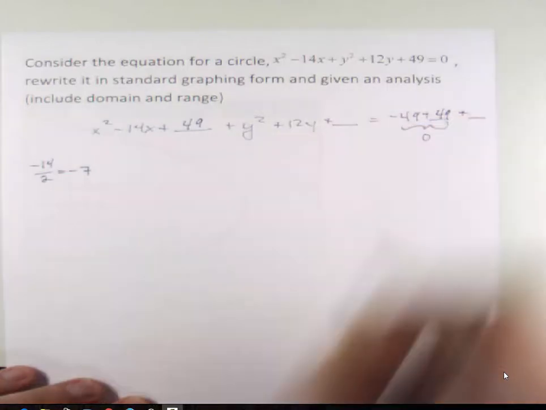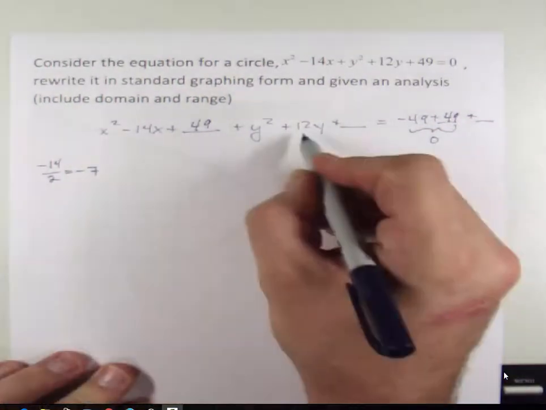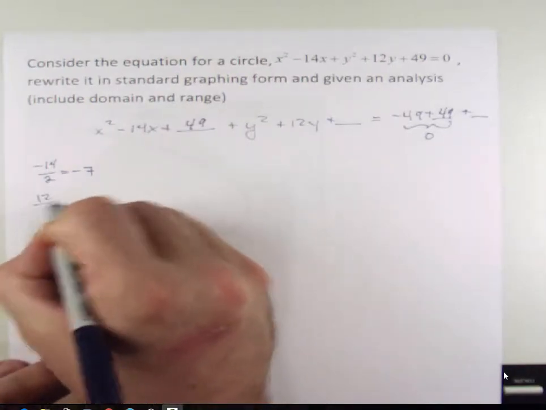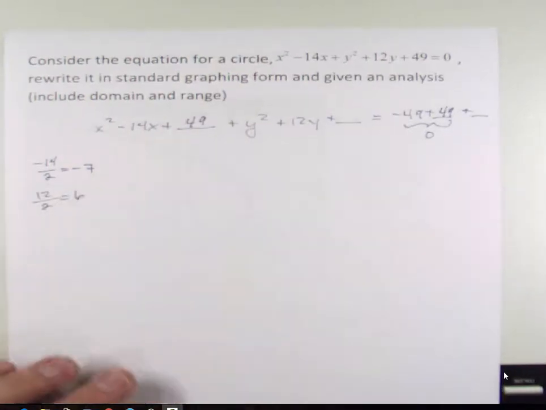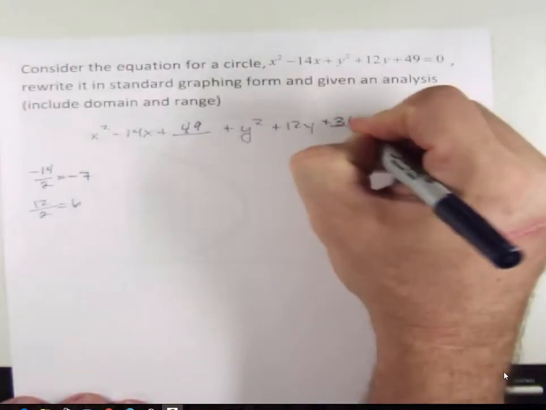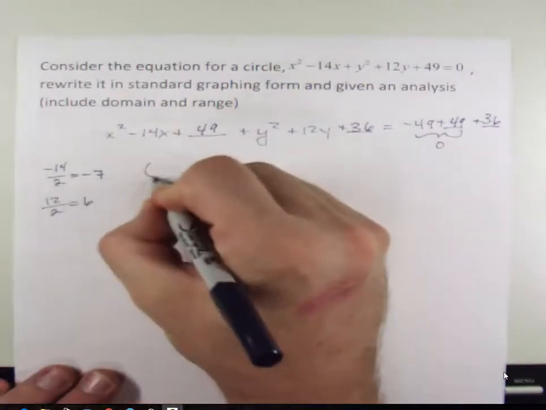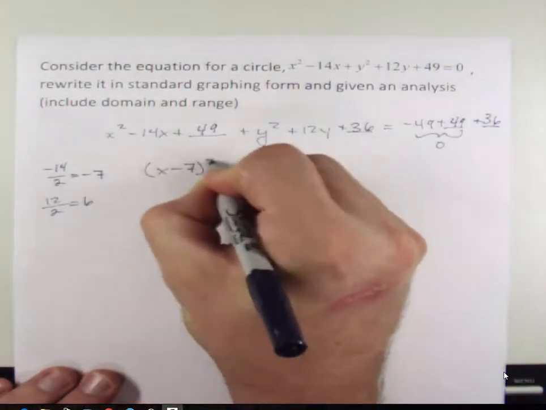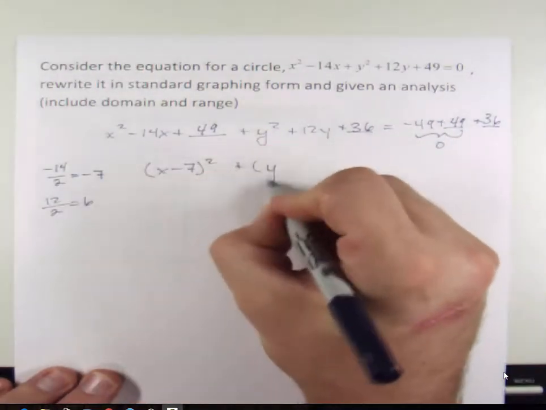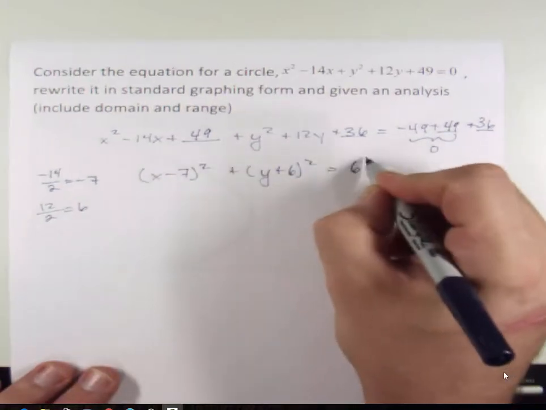Well, that's kind of fortuitous. That's going to simplify out to 0. Likewise, I do the same thing for y. Its linear coefficient is +12. When I cut it in half, that's 6. When I square that, that's still 36, right? Okay. So this becomes x minus 7 quantity squared plus y plus 6 quantity squared equals 6 squared.